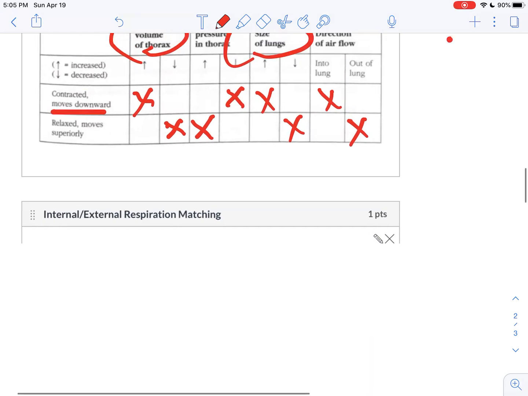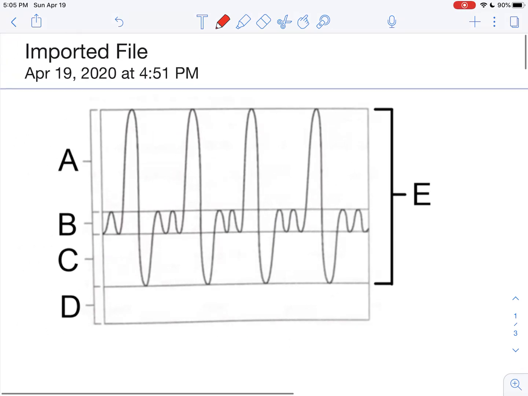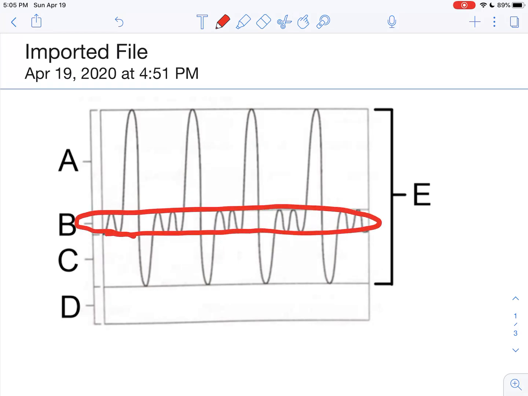So let's take a look at this guy here. This is one that probably confused a lot of people because we hadn't talked about it. This area right here in the center, labeled B, those are your normal tidal volume breaths. Okay, so those are going to range anywhere from 200 to 500 milliliters. Air flowing in and out.